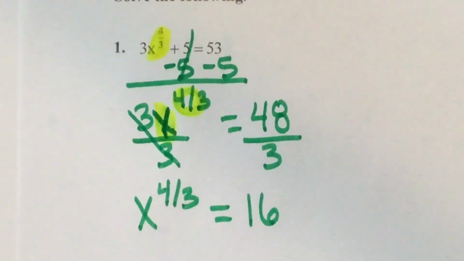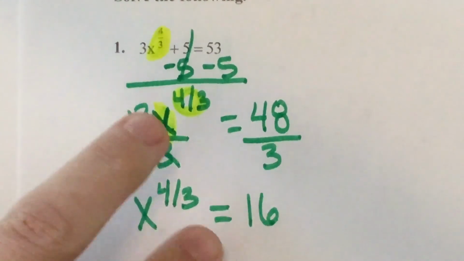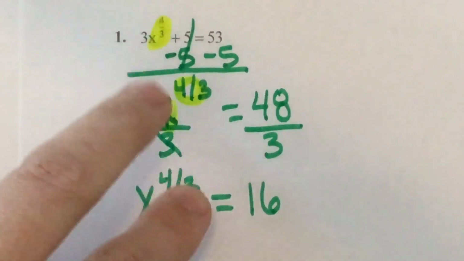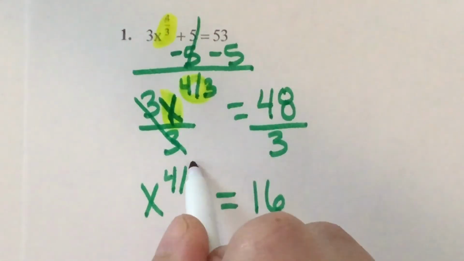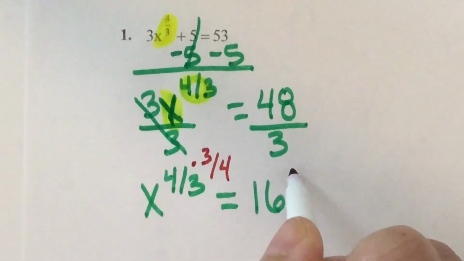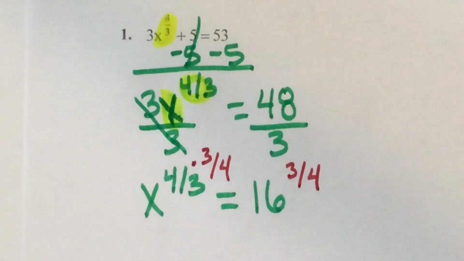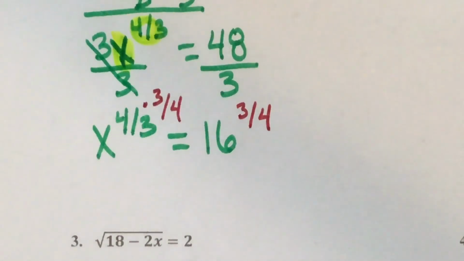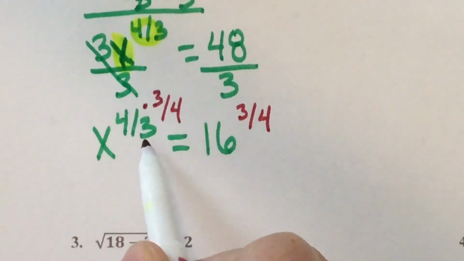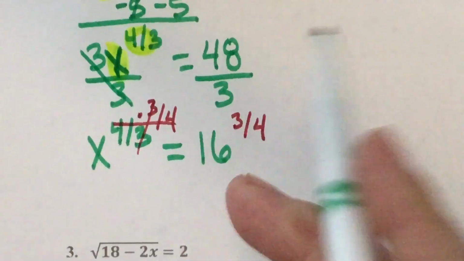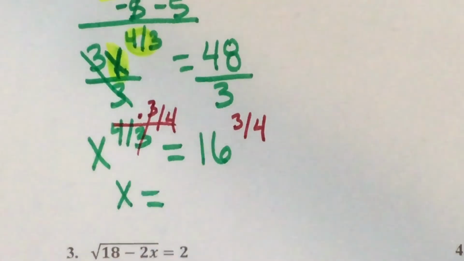Okay, I'm ready right now to get rid of my fraction exponent, so I have to do the reciprocal. So flip it over, and if I flip it over, it's 3/4. So I have to raise both sides to the 3/4 power. Remember, what you do to one side, you do to the other. So the 4's and the 3's cancel out. Shoop, shoop. All you're left with is x. The right side, I need to go around the world.